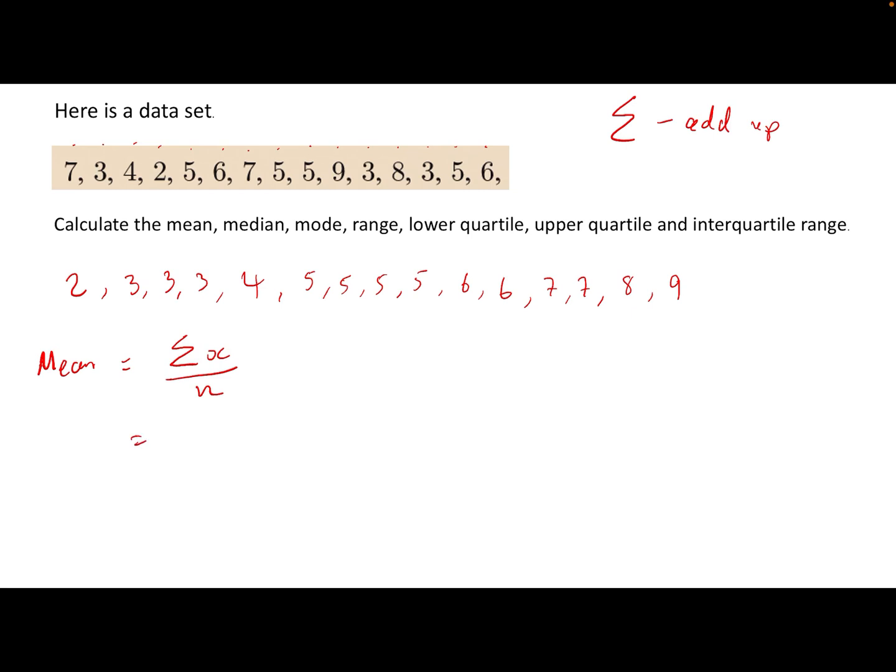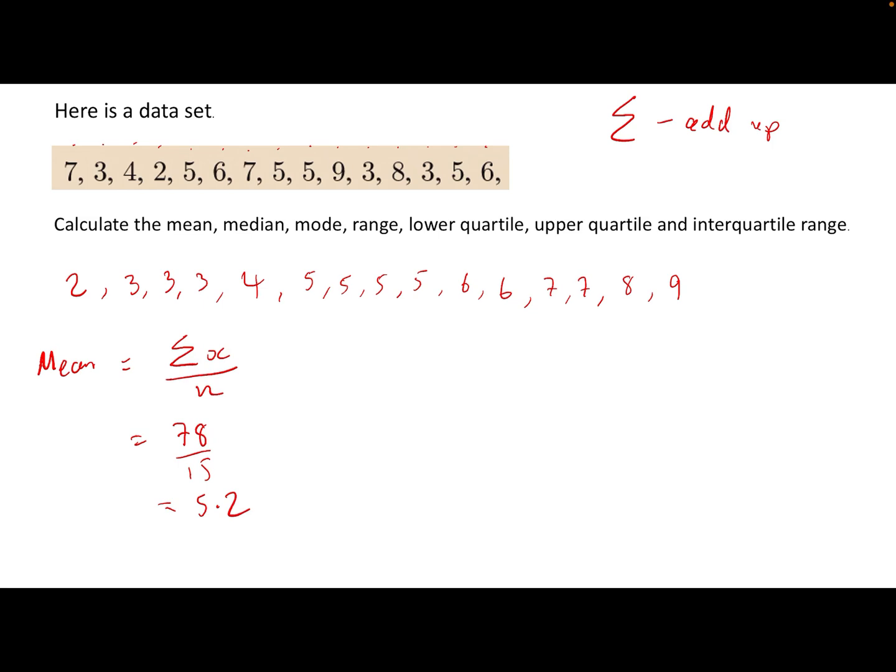So I'm just doing that now. 2 plus 3 plus 3 plus 3 plus 4 plus 5 plus 5 plus 5 plus 5 plus 6 plus 6 plus 7 plus 7 plus 8 plus 9 comes to 78, divided by, there are 15 numbers, so divide that by 15, and I believe that will give you 5.2. So there's your mean. That should be really easy.